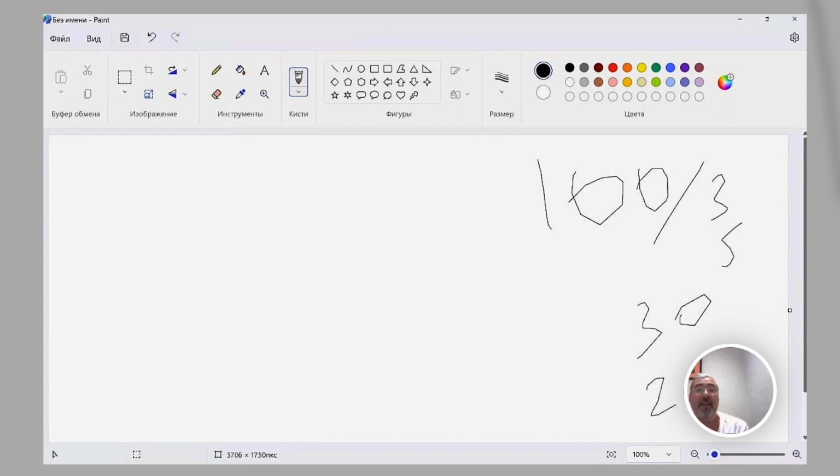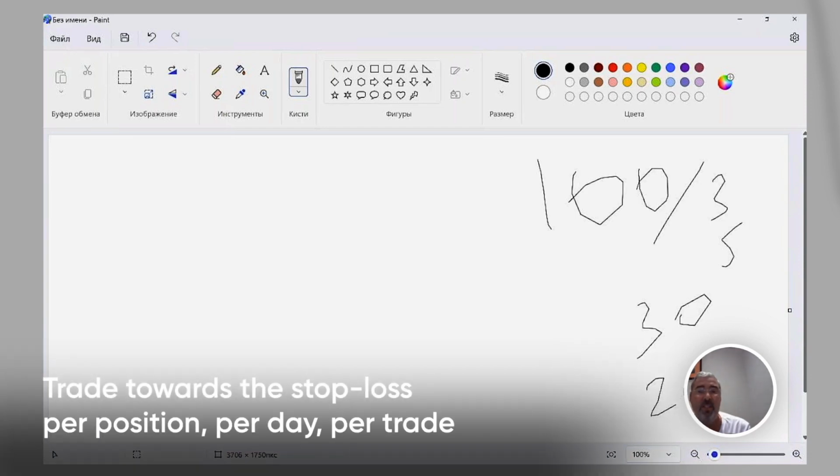So my advice to any of you, and it's exactly the same for futures, for stocks, for cryptocurrency, or anything else: if you want to avoid margin calls, maintenance calls, when you lose all the position, trade towards the stop loss per position, per day, per trade.